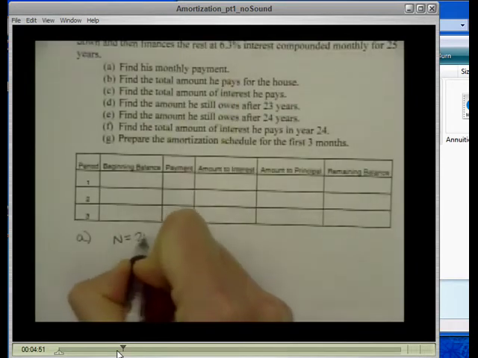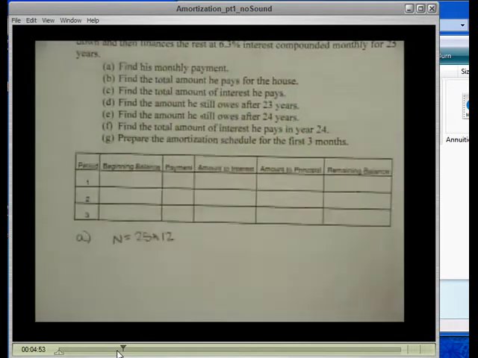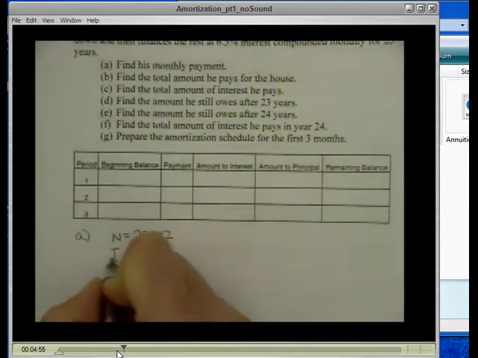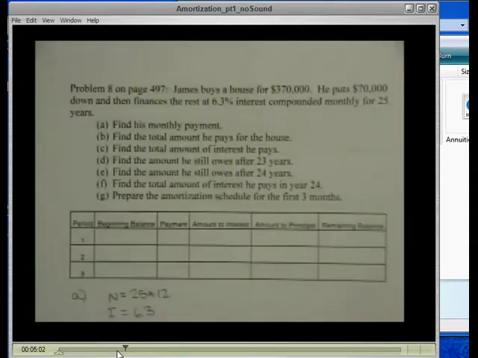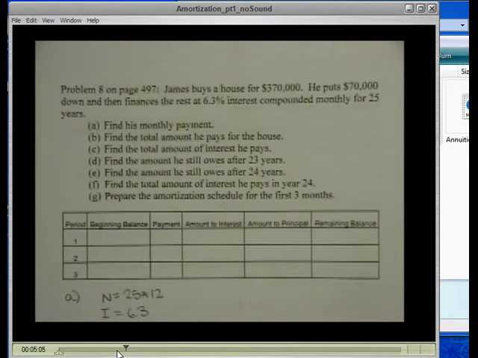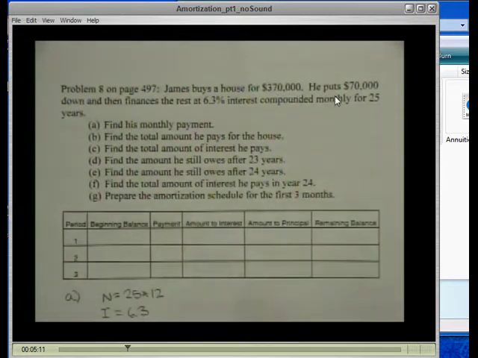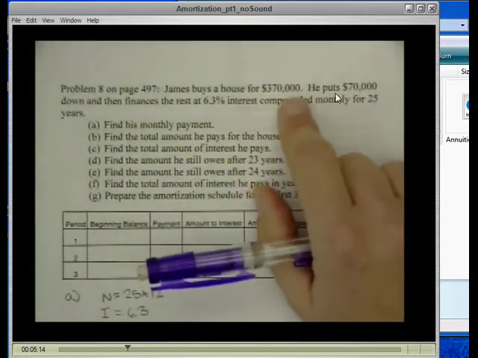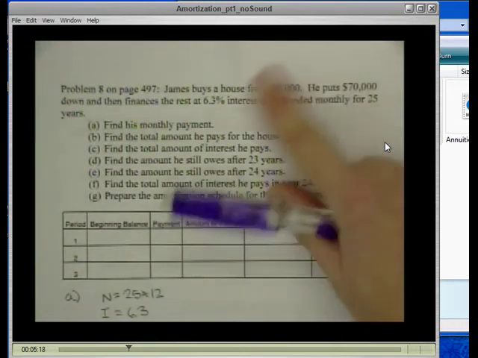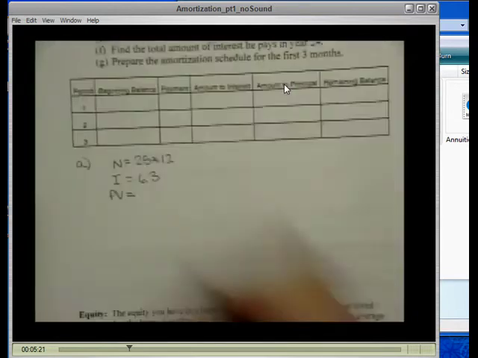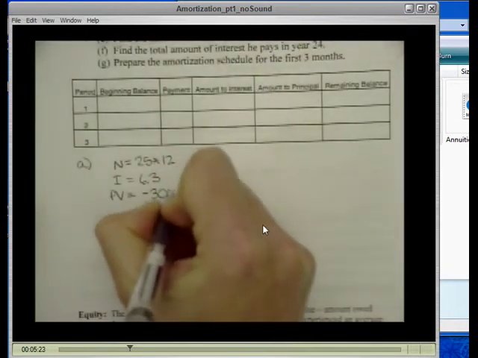So the total number of compounding periods, well, this was a 25-year mortgage, so 25 times 12. The interest rate was 6.3. PV, so that's the loan amount. So what would his loan amount be? Well, the house was $370,000, but he made a down payment of $70,000. So he doesn't have to take out the loan for the whole amount of the house. He only has to take it out for $300,000. Just make it negative.